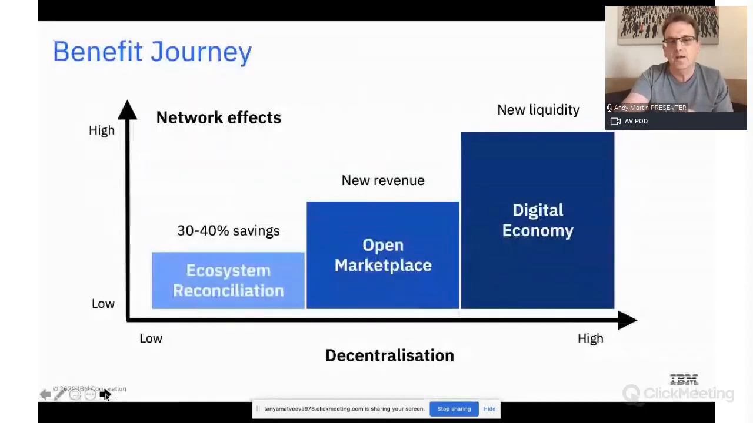Well, like any platform, blockchain's success will be dependent on network effects. That's a function of who is on the network and the volume of transactions that I can pass through the network. And the first tranche of savings are what I've called ecosystem reconciliation. You might think of this as paperless trade. So we're looking at a business-to-business process, which today is very manual, very paper-based. We're going to digitize that, remove the paper, and remove all of that reconciliation effort.